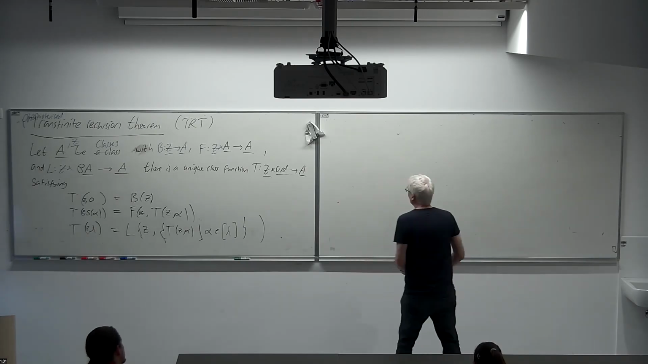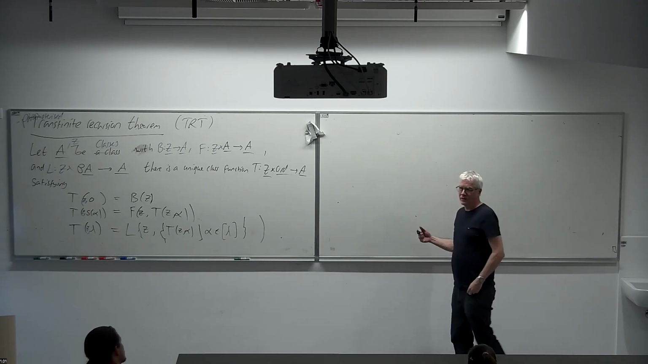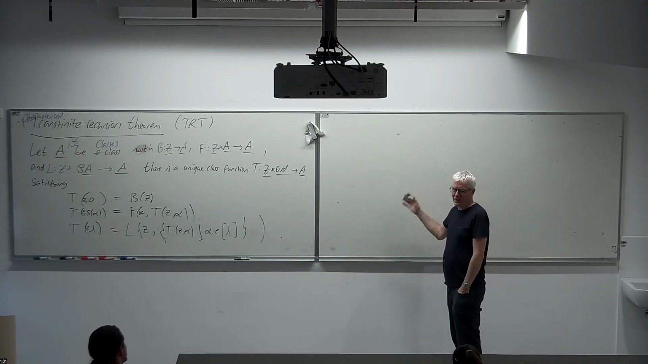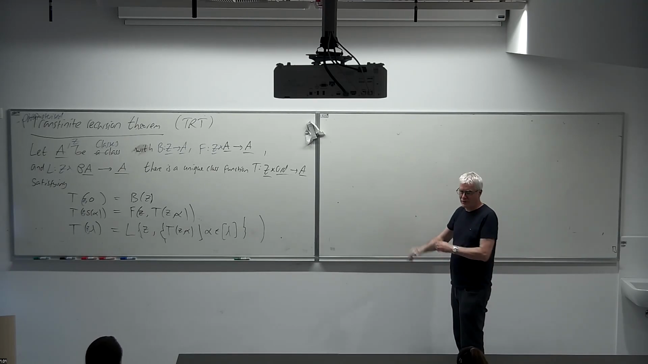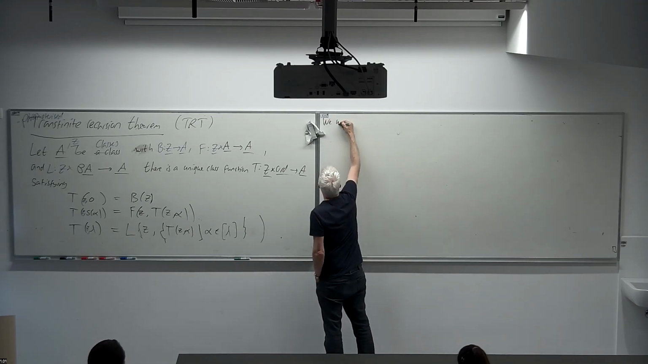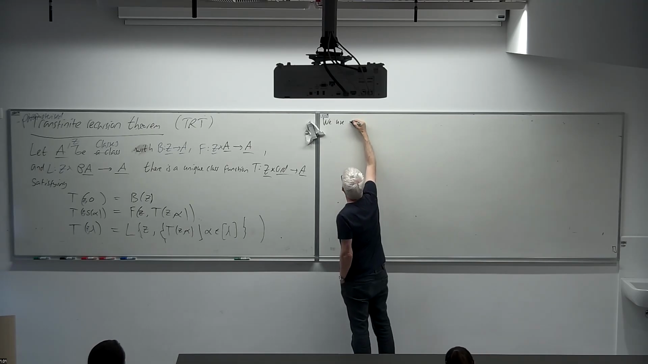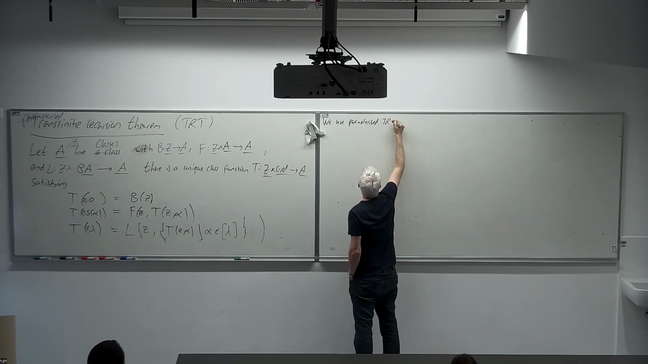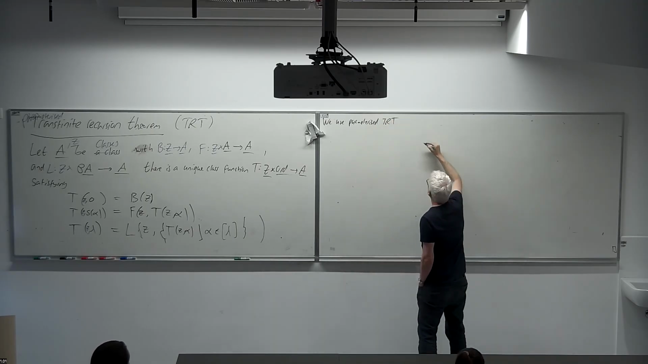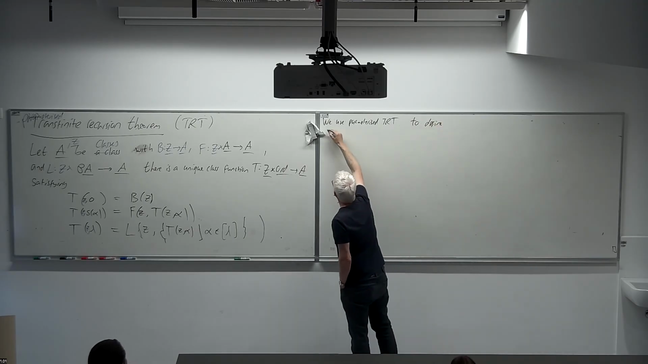So what I want to do is apply the theorem to define ordinal addition. Just as our first application of the parameterized recursion theorem for natural numbers was to define addition on natural numbers, we will use the parameterized TRT, transfinite recursion theorem, to define addition.